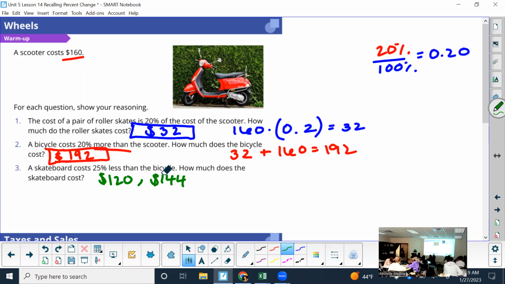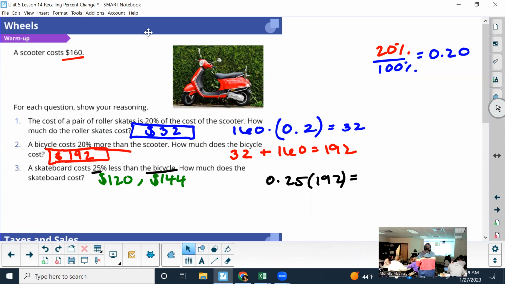A skateboard costs 25%. What's the decimal for 25%? And it's 25% less than the bicycle. So what are we multiplying by? 192. Because it's 25% of the bicycle, not the scooter, which is how I looked at it earlier on accident. So yeah, read closely. It's 25% less than the bicycle, so you multiply it by the bicycle cost. Throw that in your calculator.